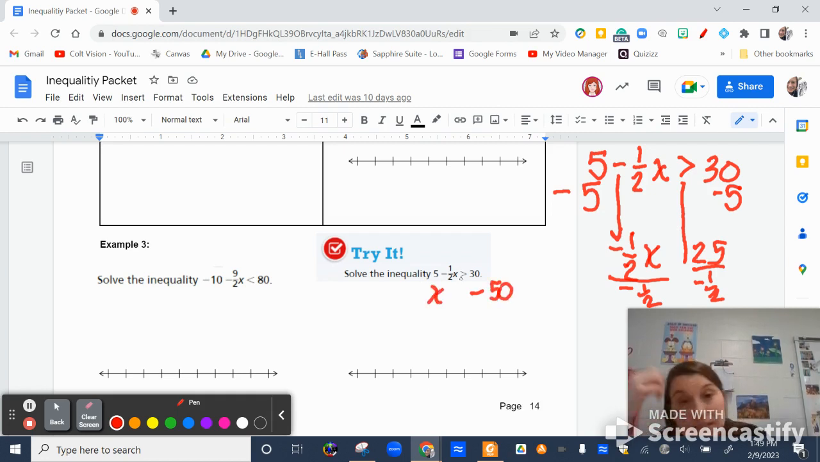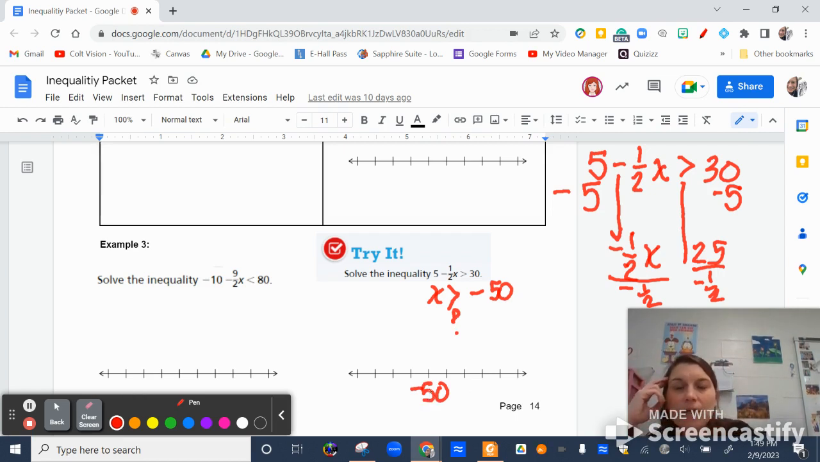But the question is, did this symbol just carry down? Is this just going to be a greater than? Or did it flip? I'm not sure yet. I'm not sure if this is right, so I'm going to put a question mark. I am, however, going to put negative 50 on my number line, and now I'm going to check to make sure that negative 50 really is my solution.